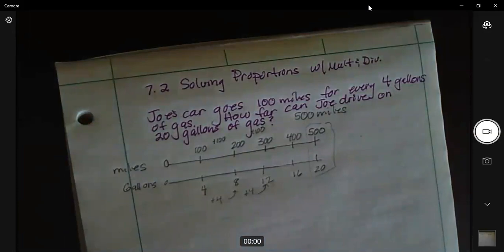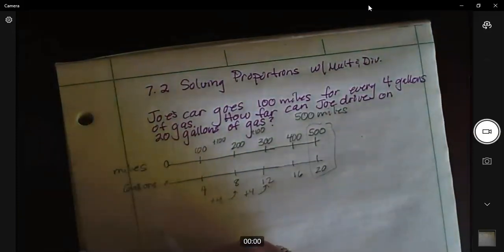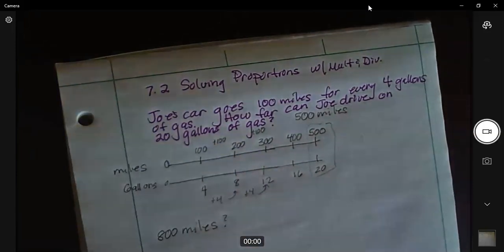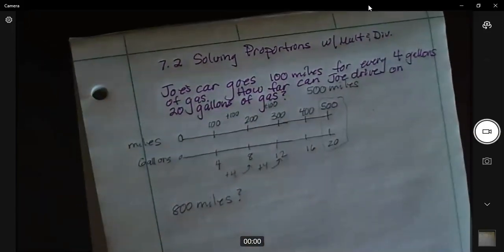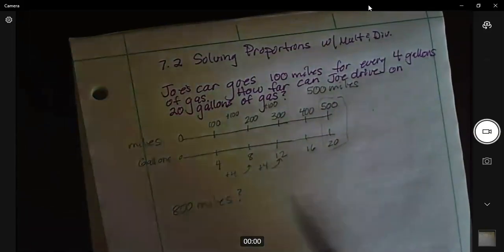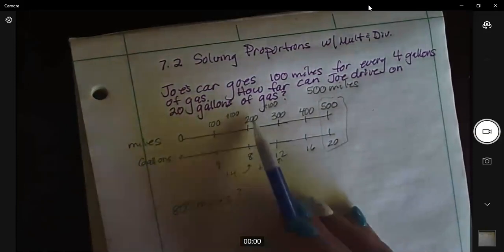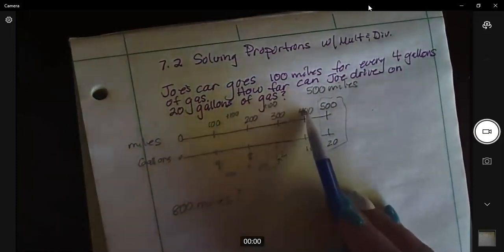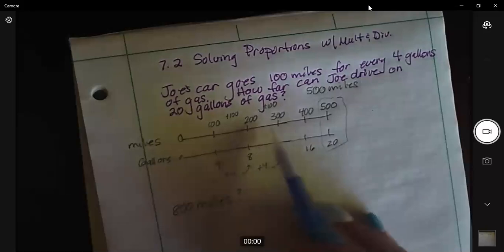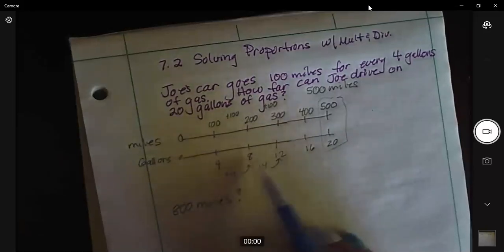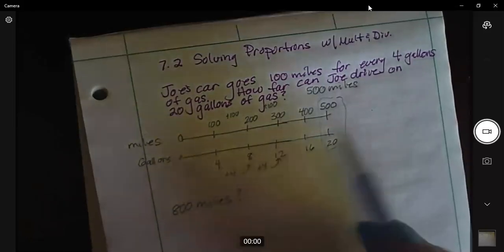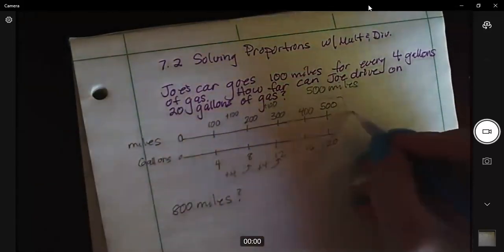So what if I said, how far could he drive for 800 miles? Well, can I still use my double number line? If I look at the number line, if I go 200 miles, that's 8 gallons. If I double that, 400. So if I take this times 2, I get 400. If I take this times 2, I get 16. Well, if I take this times 2 over here, I'm going to end up with 800.